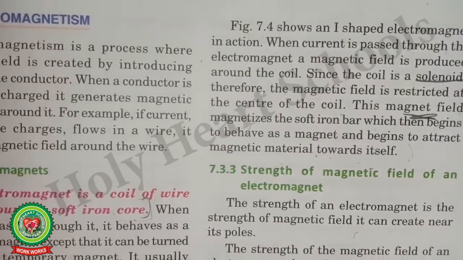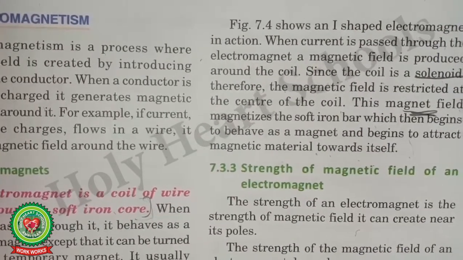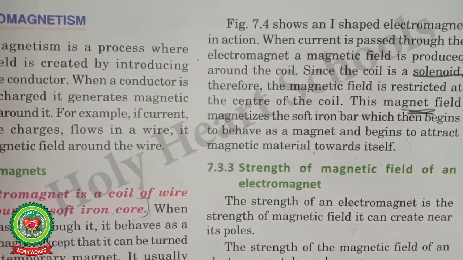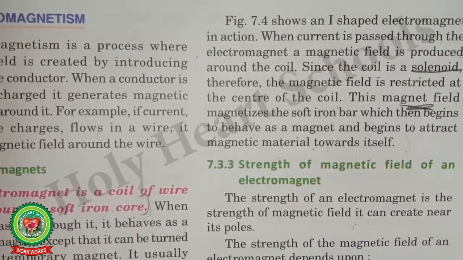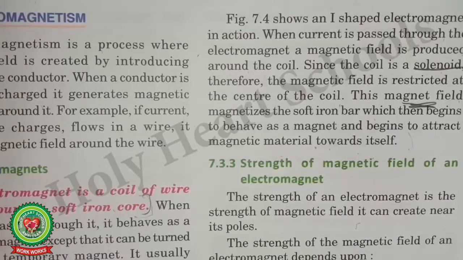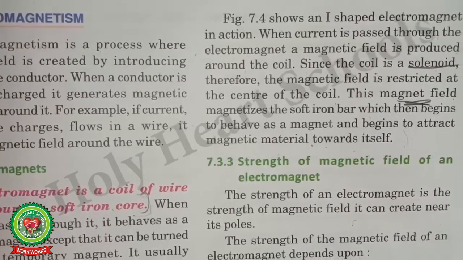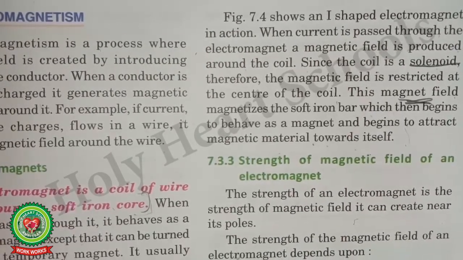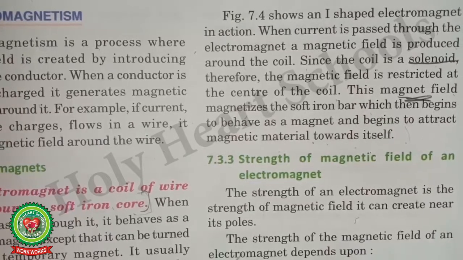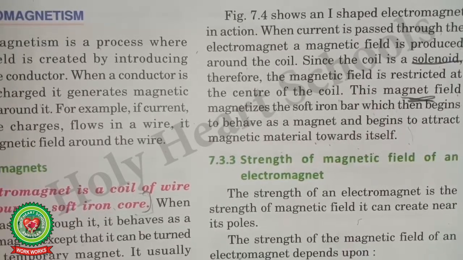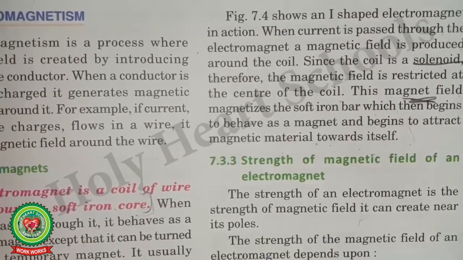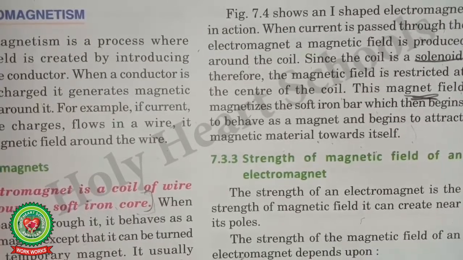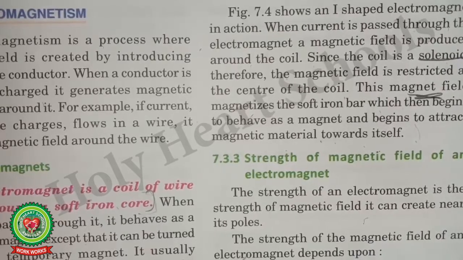When current is passed through the electromagnet, the magnetic field is produced around the coil. Since the coil is a solenoid, students, solenoid is a cylindrical coil of a conducting wire, therefore magnetic field is restricted at the center of the coil. This magnetic field magnetizes the soft iron bar, which then begins to behave as a magnet and begins to attract magnetic material towards itself.